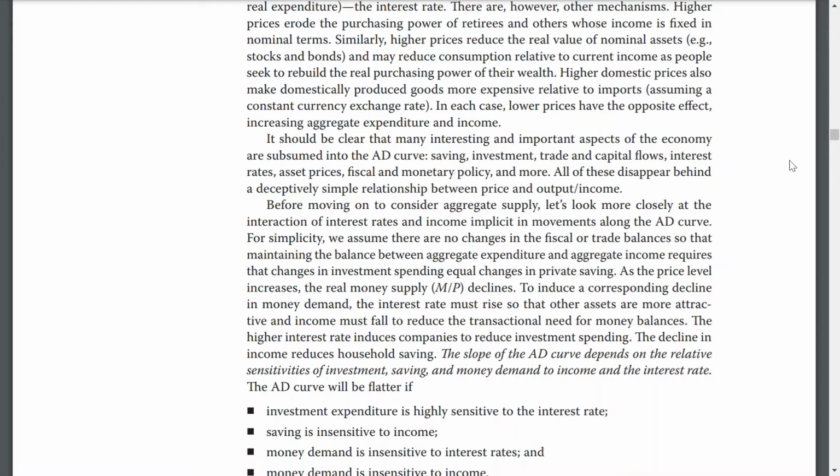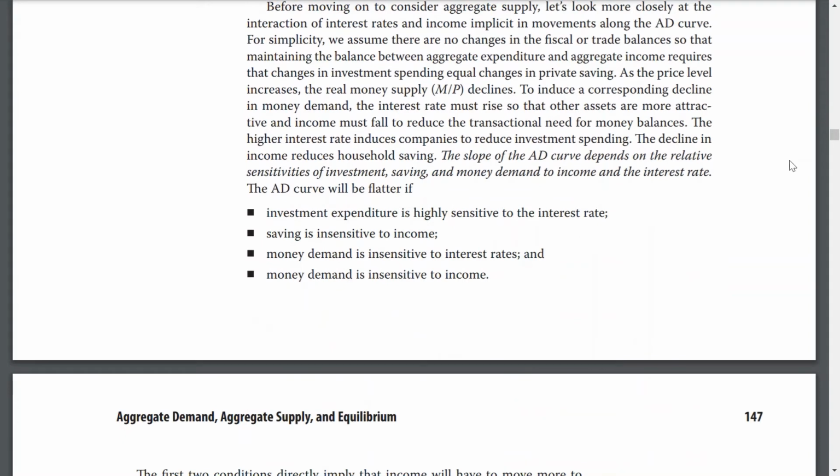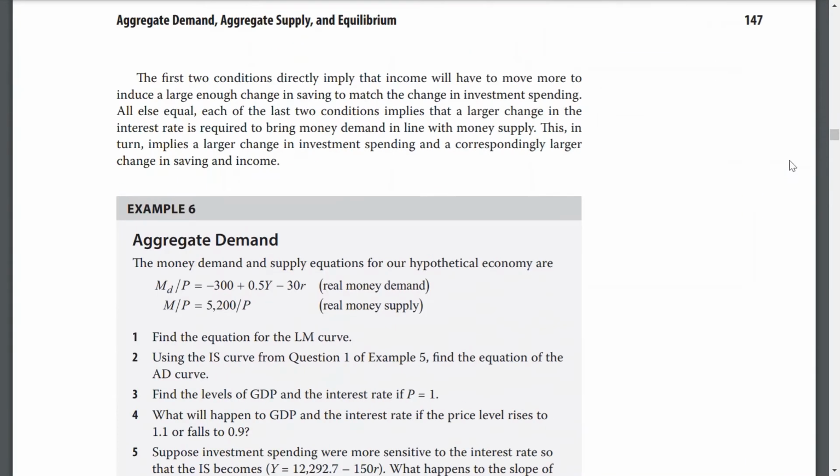The slope of the AD curve depends on the relative sensitivity of investment, savings, and money demand to income and interest rates. The AD curve will be flatter if investment expenditure is highly sensitive to interest rates, saving is insensitive to income, money demand is insensitive to interest rates, and money demand is insensitive to income. The first two conditions directly imply that income will have to move more to induce a large enough change in savings to match the change in investment spending.